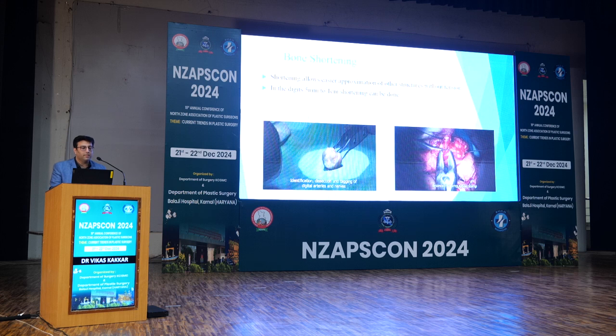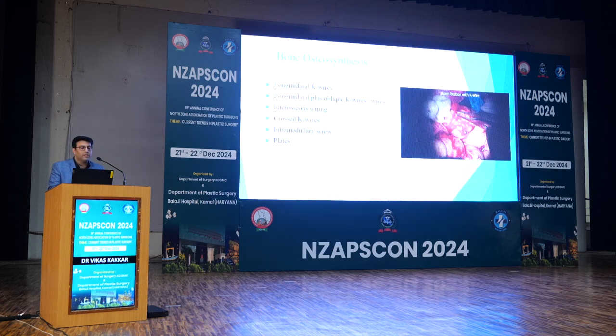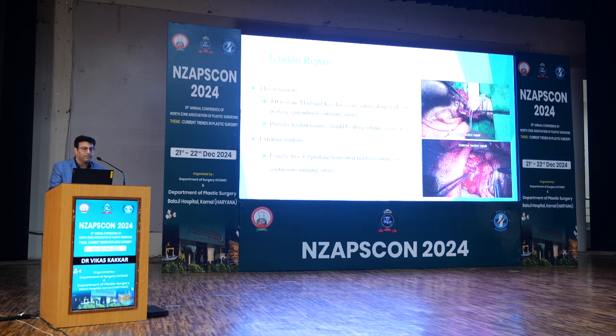In digits, 5 mm to 1 cm of bone shortening can be done. For osteosynthesis we generally use longitudinal K-wires, but cross K-wires, intraosseous wiring, and screws and plates can also be used. The standard technique for flexor tendon repair is the modified Kessler technique, and running sutures are used for the extensor tendon.